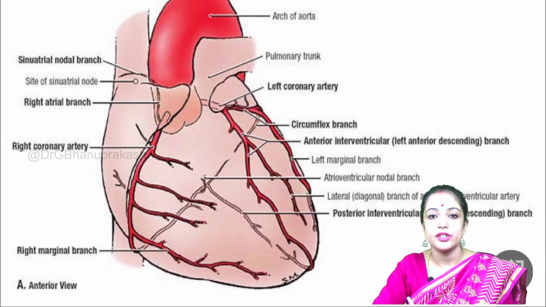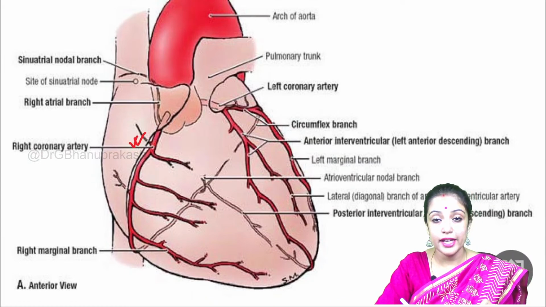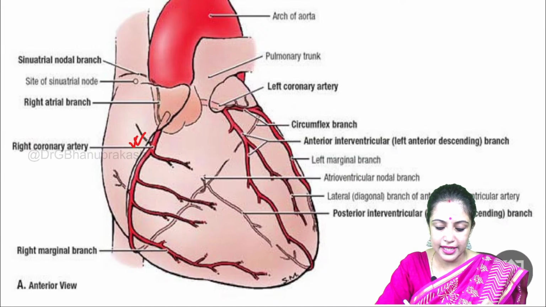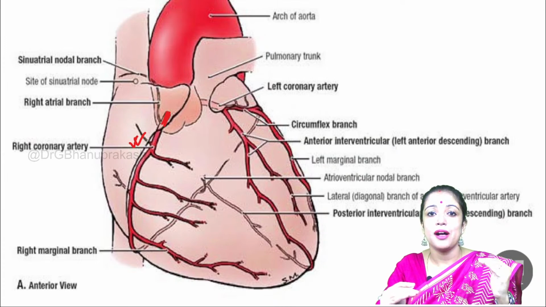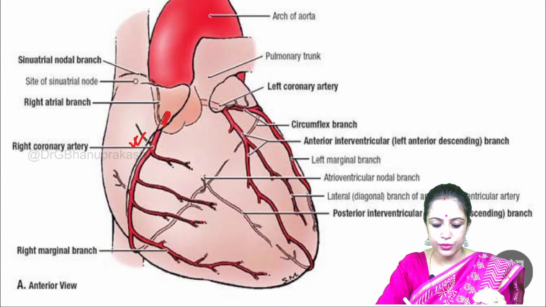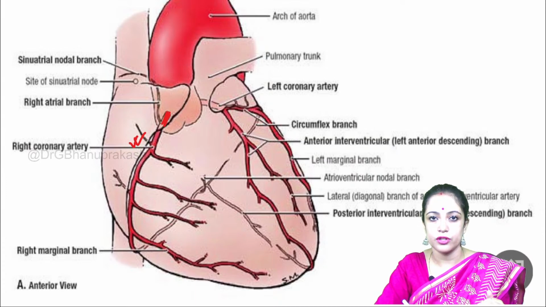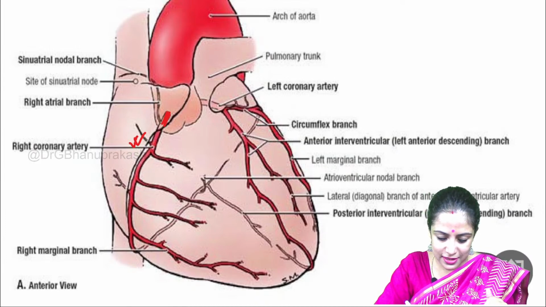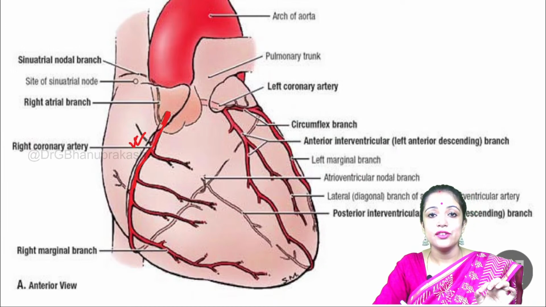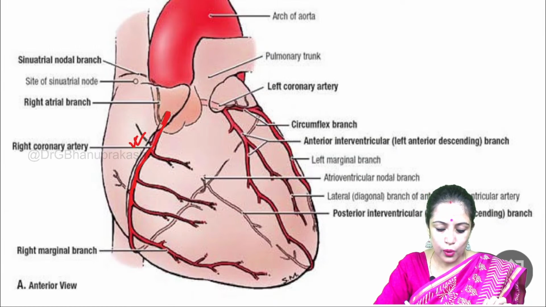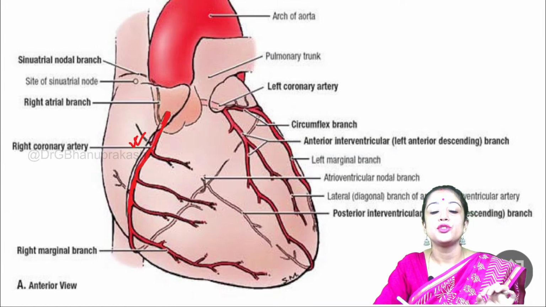This is the right coronary artery. It arises from the anterior aortic sinus. Both coronary arteries arise from just above the aortic valve, from the aortic sinus of the ascending aorta. The right coronary arises from the anterior aortic sinus, and then it runs in between the right auricle and the pulmonary conus. Then it descends almost vertically in the anterior atrioventricular groove, and while descending in the anterior atrioventricular groove, it gives off many branches.